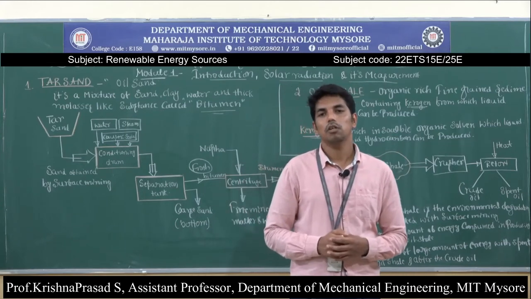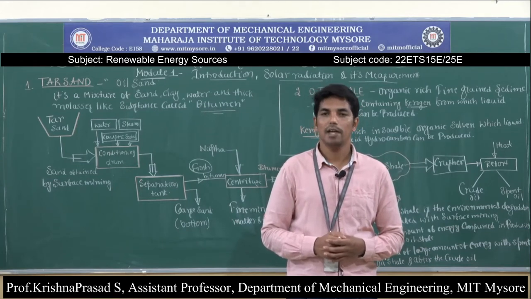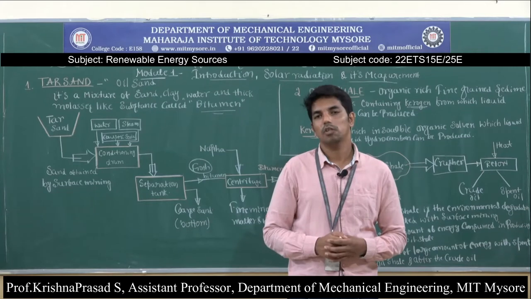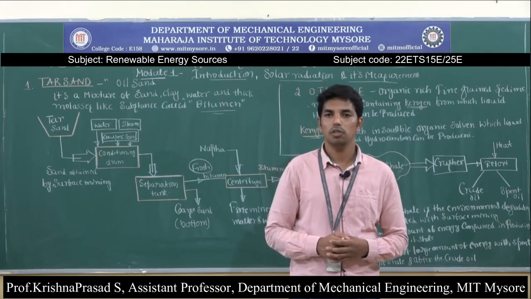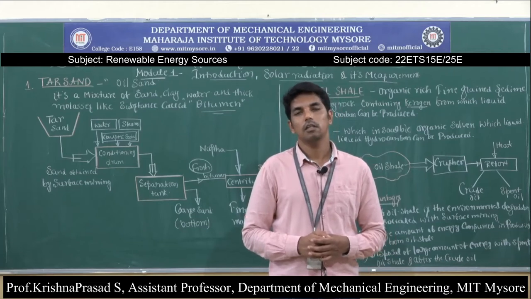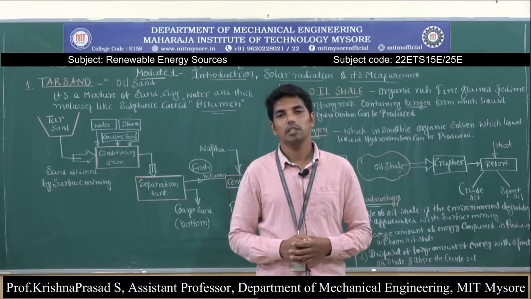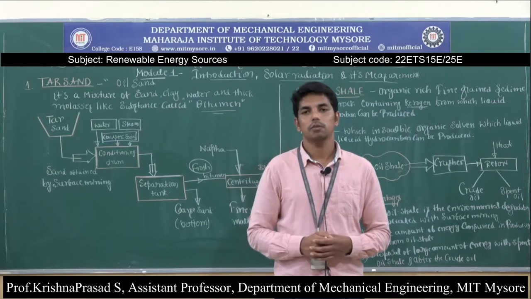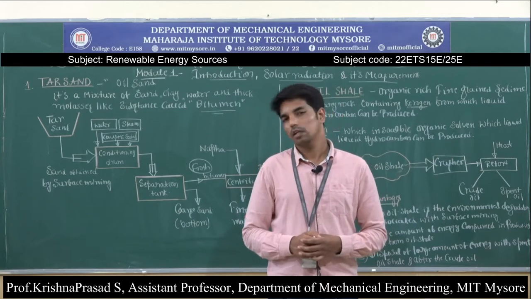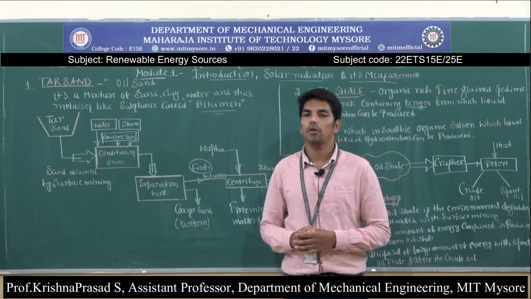In hydropower, we classified it into two types: small hydropower and micro hydropower. This hydropower also works on the basic principle of the water turbine. Then we studied the wind turbine and the power obtained in the wind turbine. Then we studied tidal energy, wave energy, and ocean thermal energy conversion. Next, in today's class we are studying tar sand and oil shale.